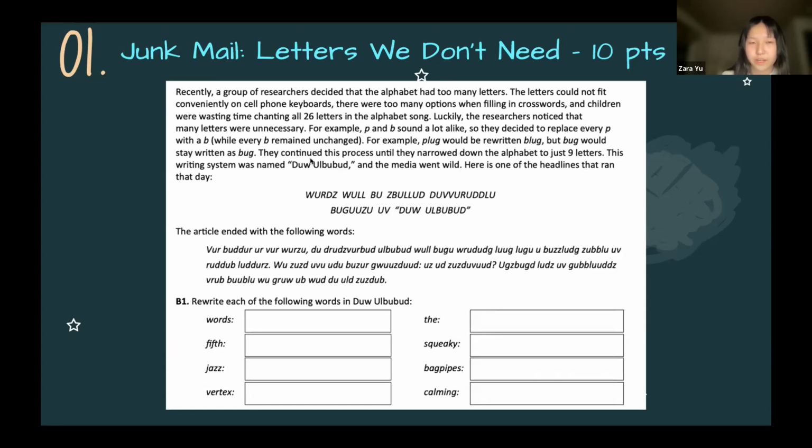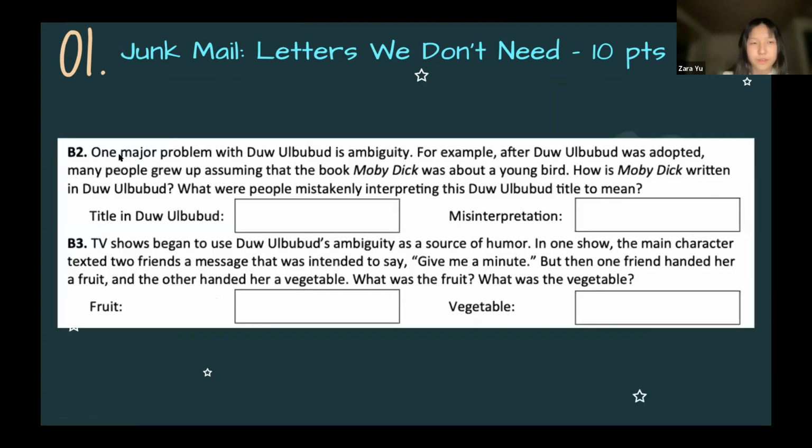So you have the name of this new writing system here. And this is one of the headlines that ran that day. And the article ended with the following words. So the first part of this problem is rewrite each of the following words into this new language. And then there's 2 other questions. So one major problem with this language is ambiguity. So for example, after it was adopted, many people grew up assuming that the book Moby Dick was about a young bird. So how is this written in this language, and why do you think people would misinterpret it?